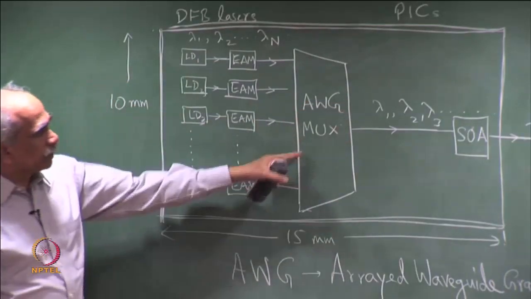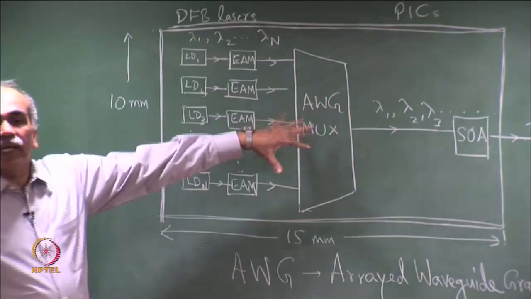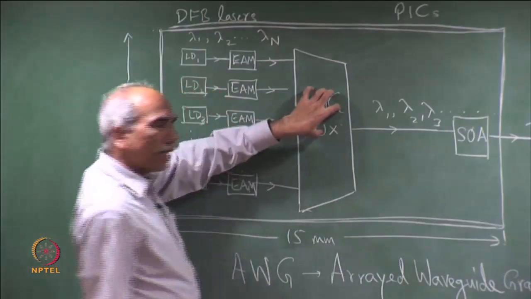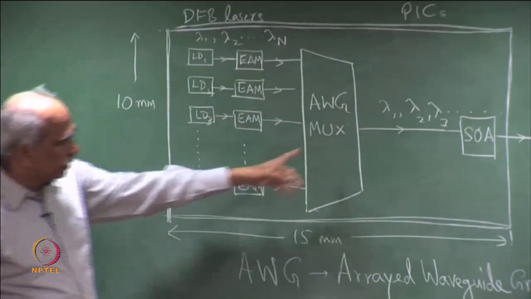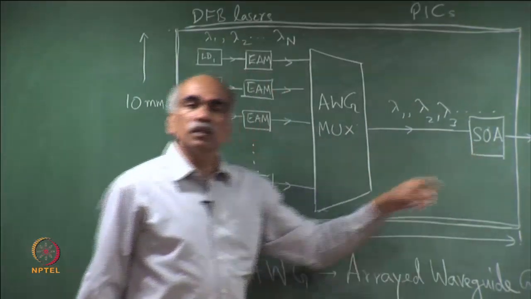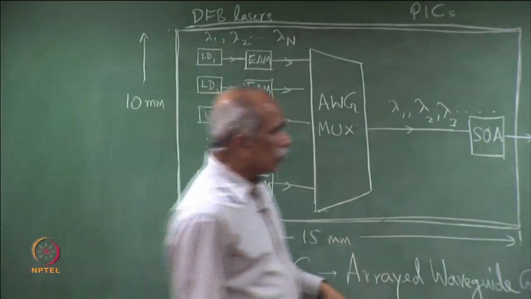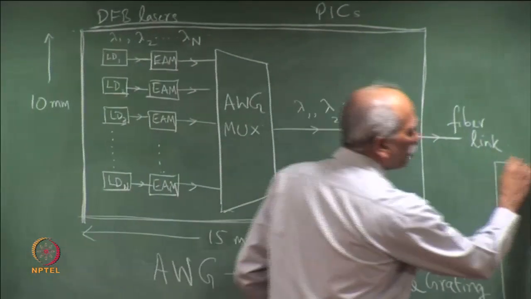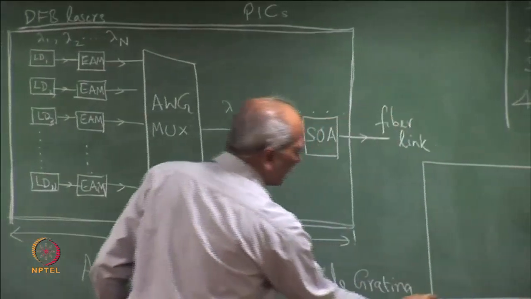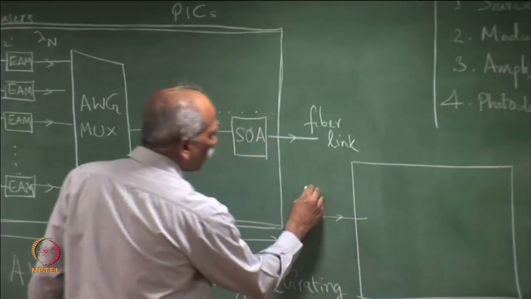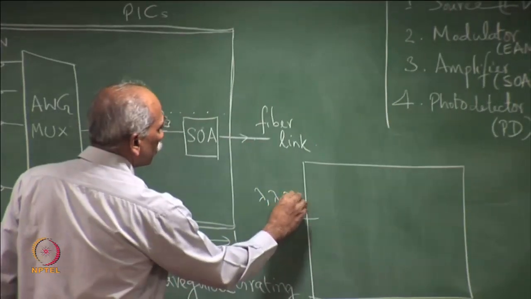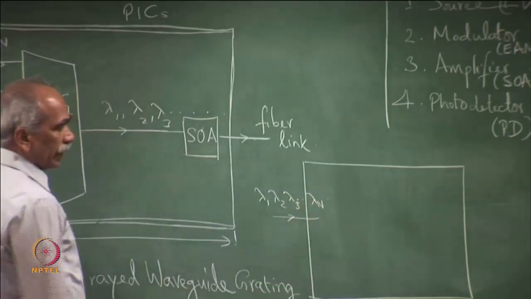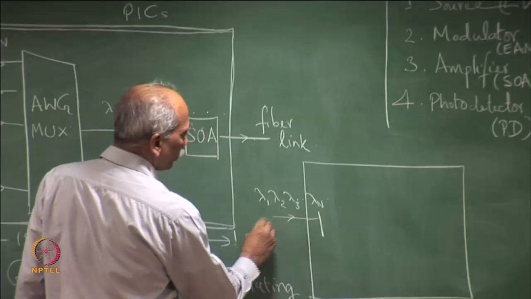I have not discussed this multiplexer because this is not a semiconductor active device, it is a passive device. This multiplexer is a passive device. Let me briefly discuss this, and then as you see the SOA is here. The receiver could be, so let me draw the receiver as well very briefly. So, here is the receiver, the input with all the wavelengths lambda 1, lambda 2, lambda 3, lambda n enters the PIC here, the input.